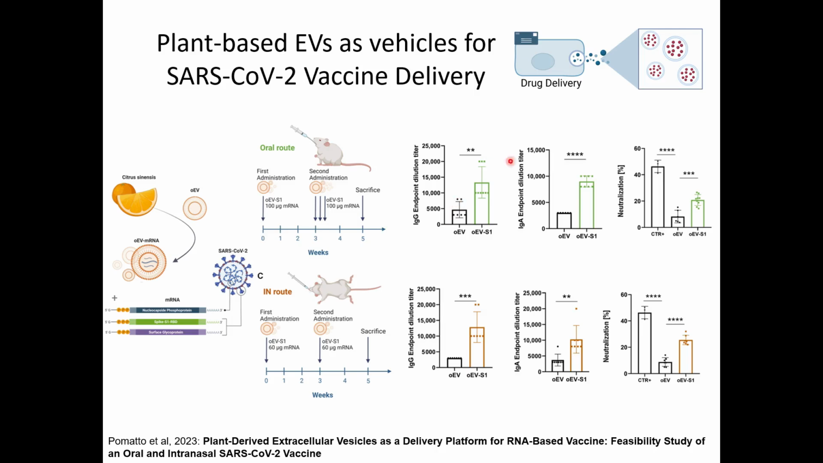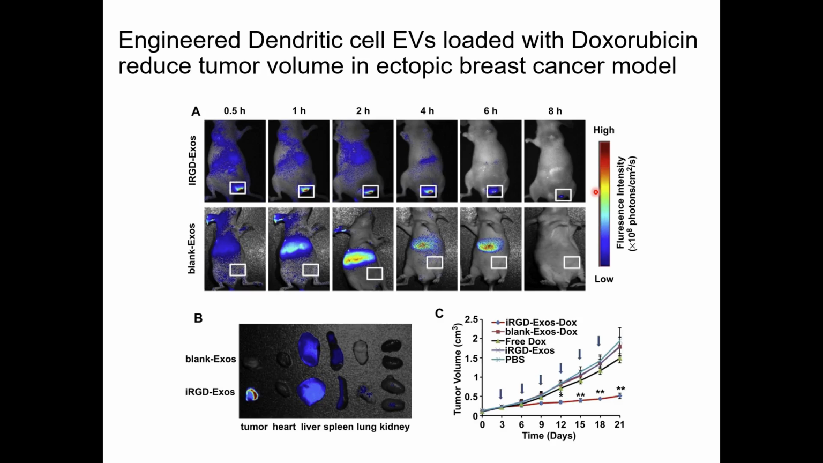And as you can see, by the end of 5 weeks, these animals have increased IgG circulation in the blood, increases of IgA in the alveolar lavage, and an increase in spike-1 neutralizing antibodies in the blood, showing that delivery by oral or intranasal approaches of this transfected EV is therapeutically efficacious. This is another example of EVs derived from dendritic cells and loaded with doxorubicin, injected in an ectopic model of breast cancer tumor. And as you can see, the EVs are capably transmitting the drug to the tumor site.